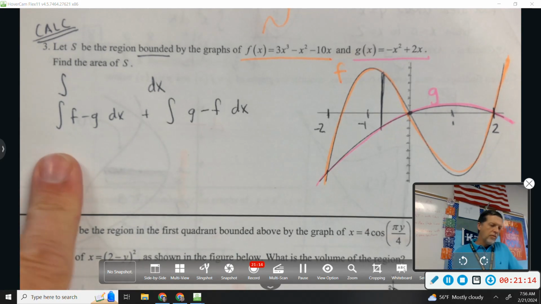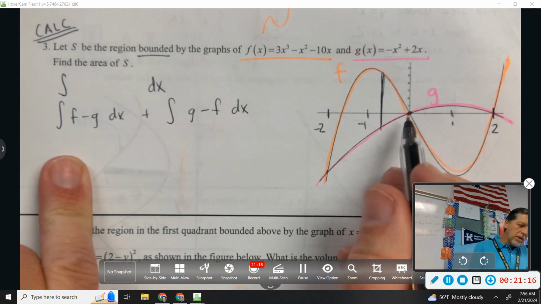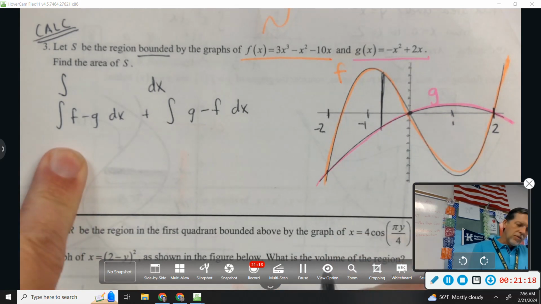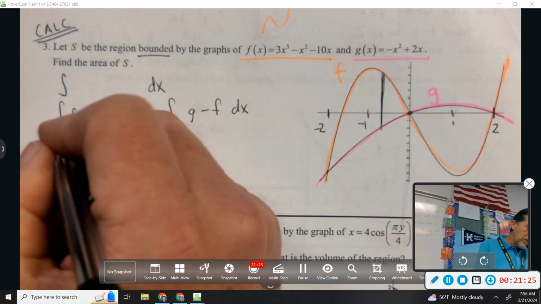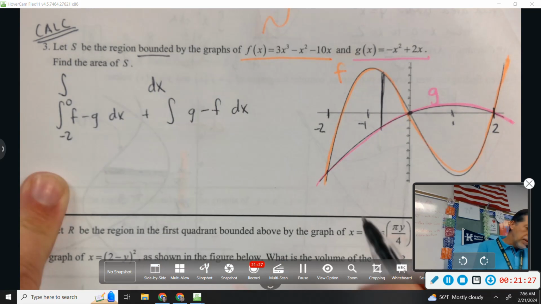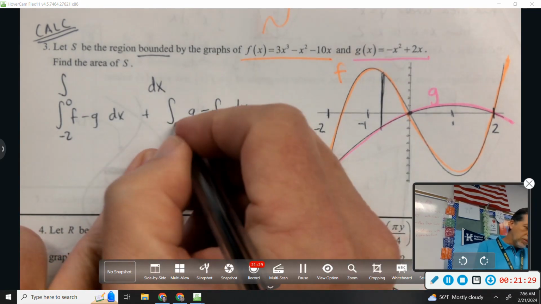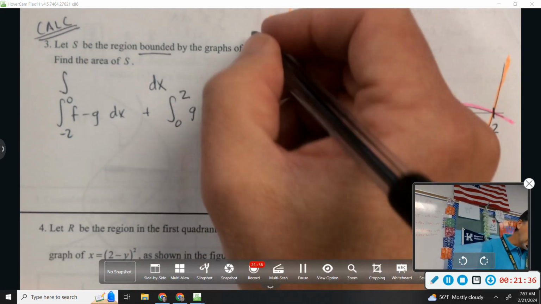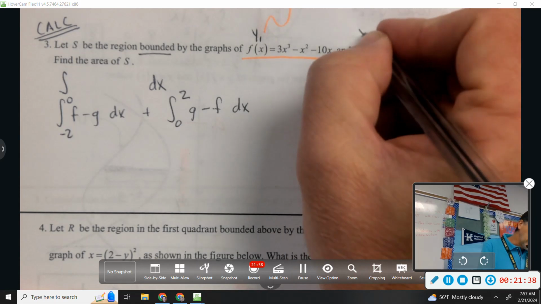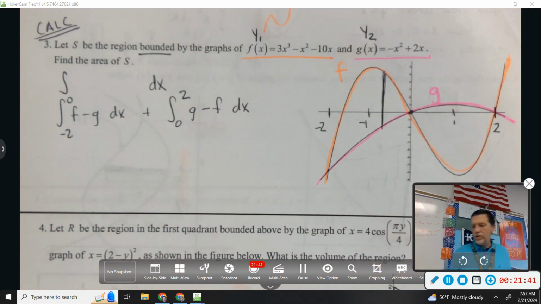So when I'm doing F minus G, what are my limits from what to what? Or another question is, when is F the top equation? Well, from negative 2 to 0. And G is the top equation from 0 to 2. And now we're just about ready to put this in. I'm going to put them in for y1 and y2. That way I don't have to type those things in multiple times.